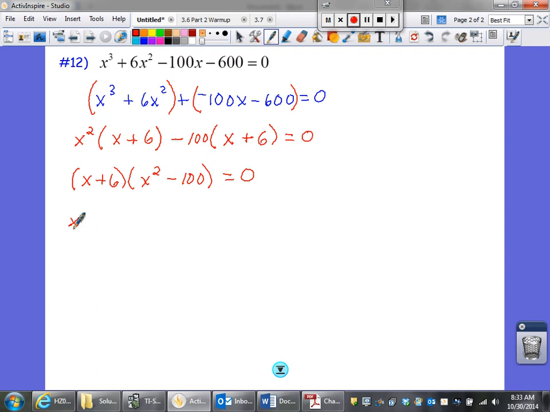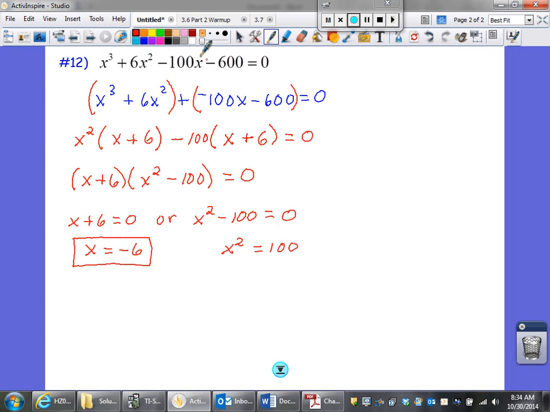By the zero product property, we can say x plus 6 is equal to 0, or x squared minus 100 is equal to 0. Solving both these equations, this little equation, moving the 6 across, it becomes -6. So that's going to have to be one of our zeros that we found. And then we also have x squared, which is going to give us 2 zeros, but it's going to be equal to positive 100.